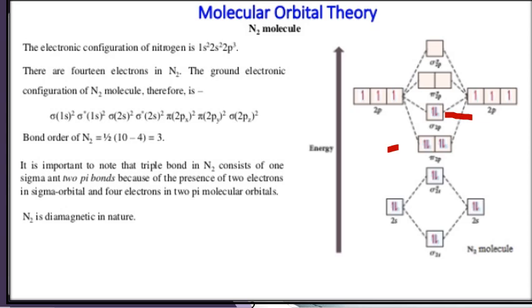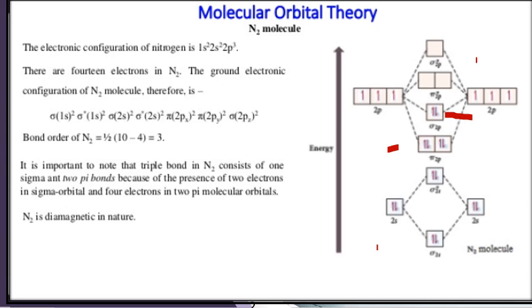Now what is the configuration of the nitrogen atom? It is 1s², 2s² and 2p³. How many electrons does it have in total? 7, right? Its atomic number is 7. We have to draw only for the valence shell, right? So here the two diagrams are given. One is for the 2s and the other one is for 2p, right?